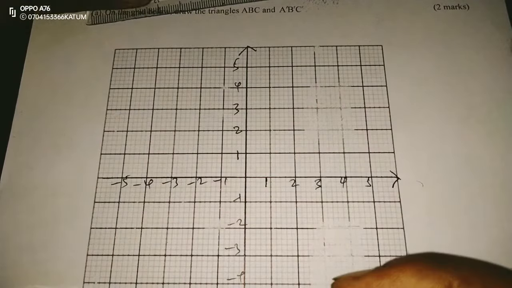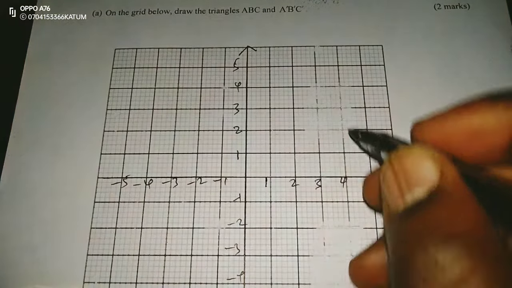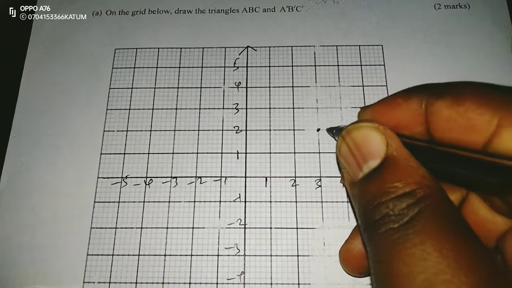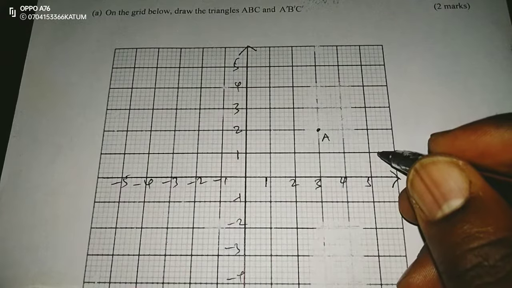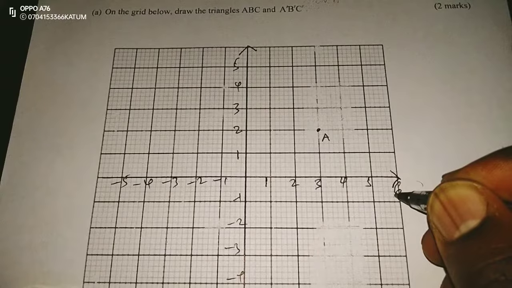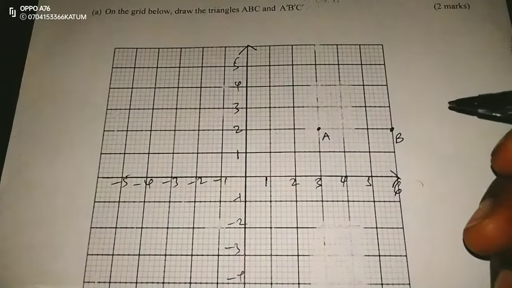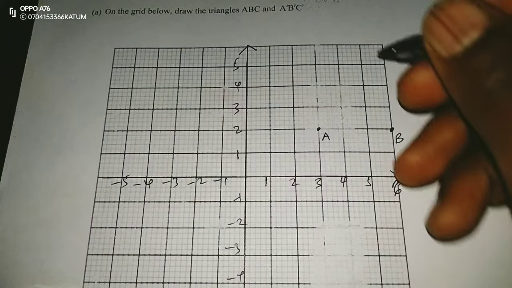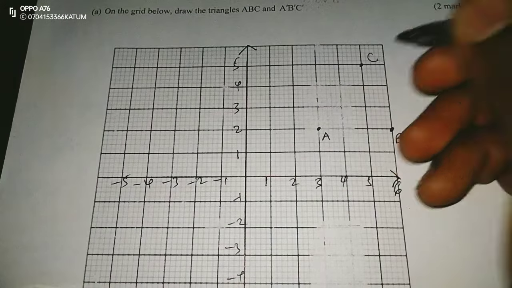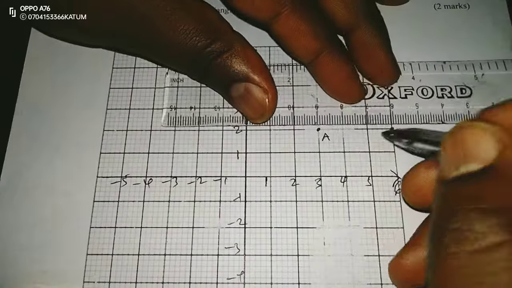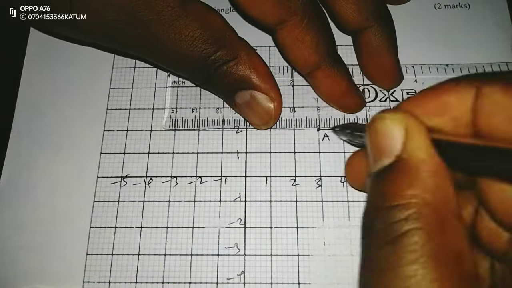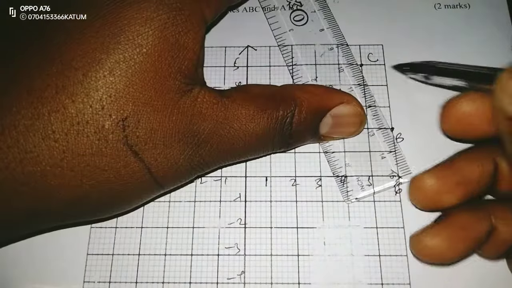Now we have (3, 2). This is where point A should be. We also have (6, 2). This is where B is. And we also have (5, 5). So this is where C is. The triangle is AB, then C.